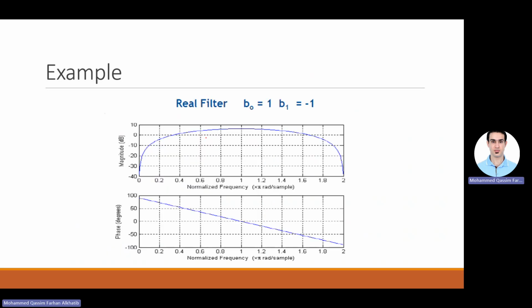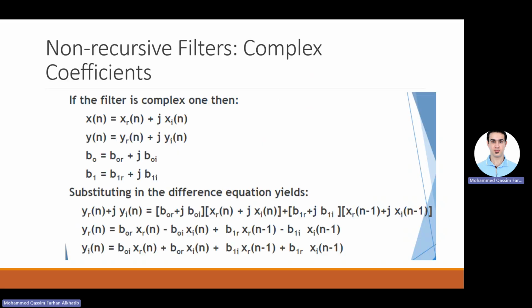All right, so in real filters, assuming that the values of B0 is 1 and B1 is 1, this is the kind of response that we will get. And notice the symmetrical nature here in the magnitude, you have something like this over the center. And that is the phase for that filter.